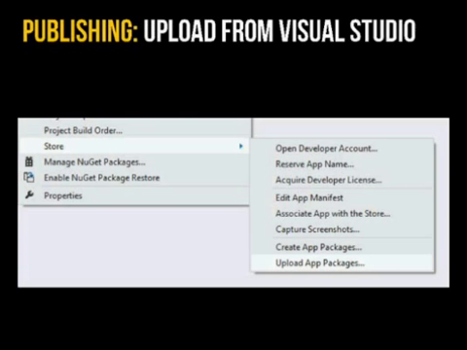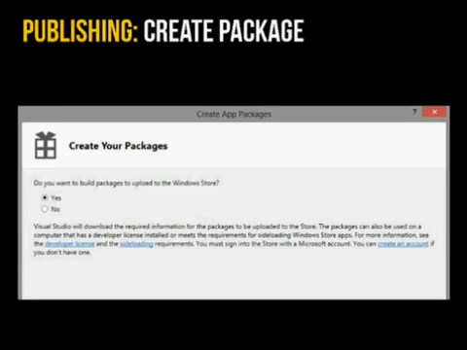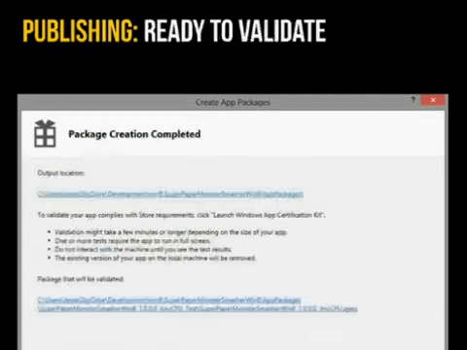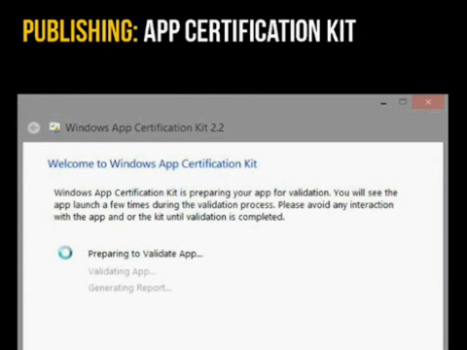Once you've filled out the basic app details, you're ready to start uploading it from Visual Studio. So in Visual Studio, you'll go into the store menu and you pick Upload App Package. And from there, you're going to be walked through this wizard. So it's going to create an app package for you, which is a local file. And once that's created for you, it's going to load this tool called the WAC tool. And this is basically the Windows App Certification Kit.